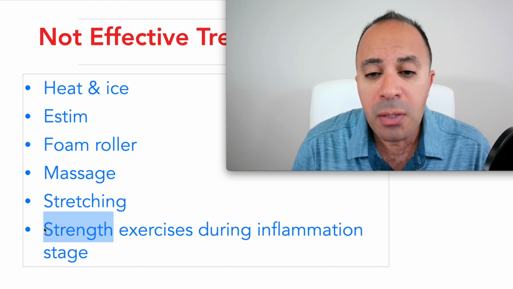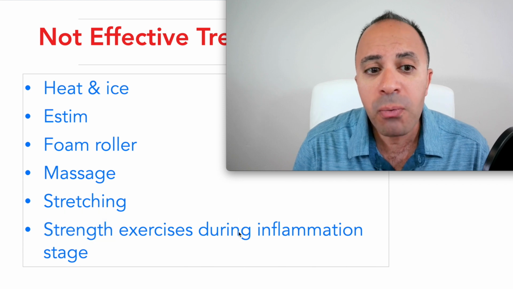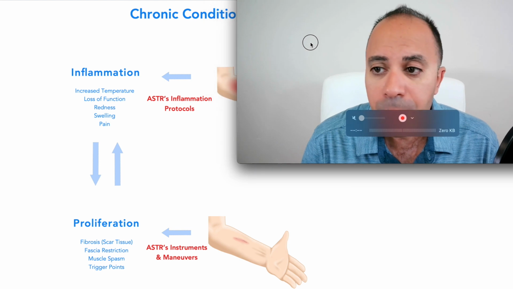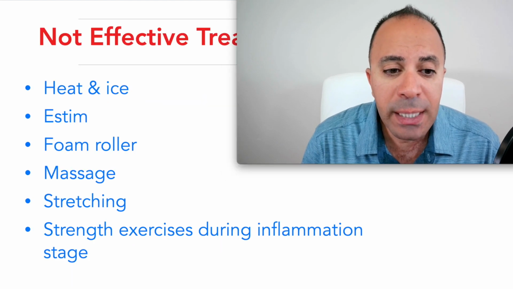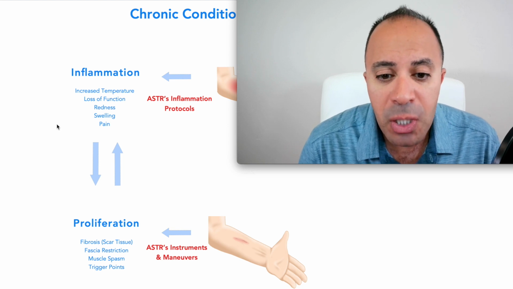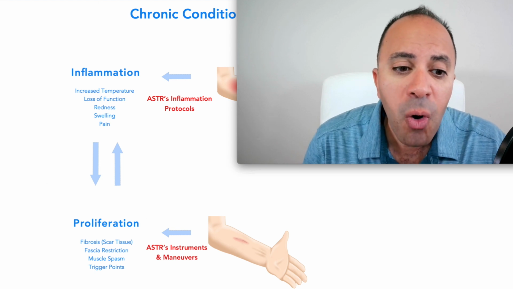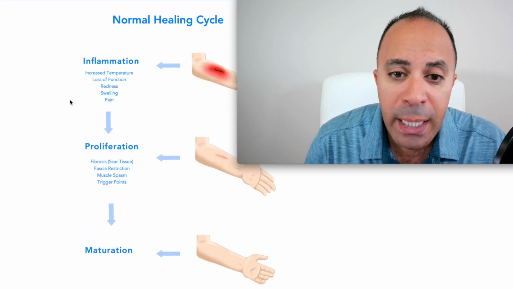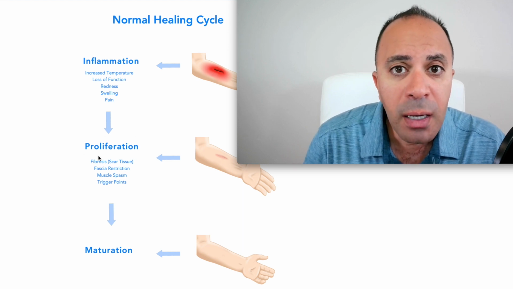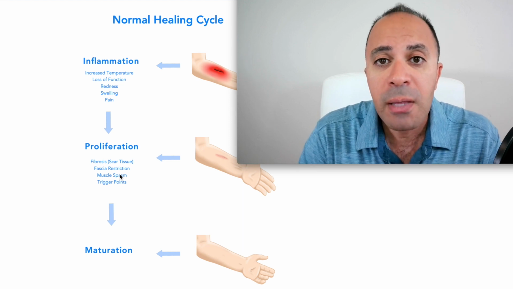Strength exercise, we need to do that, but we need to introduce it at the right time, because if we introduce it in the inflammation stage, you're going to inflame it more. Okay, so how do we treat it effectively? We need to look at the body as two stages, the inflammation and proliferation. We need to figure out, are you stuck in the inflammation and proliferation stage or in the proliferation stage by itself? A lot of tension headache patients typically get stuck in the proliferation stage by itself. Not a lot of inflammation.